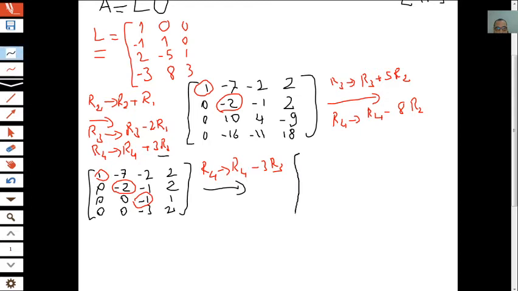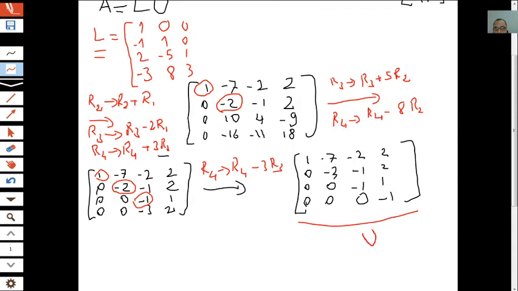Therefore we have 1 0 0 0, -7, -2 0 0 -2, -1, 0 2 2 1, so -3 plus 2 becomes -1, and this is the matrix U. This is in echelon form, and the last row will be 0 0 0 1 always.